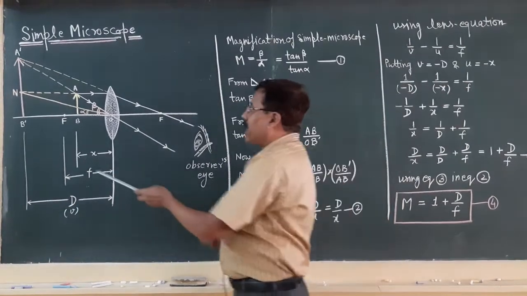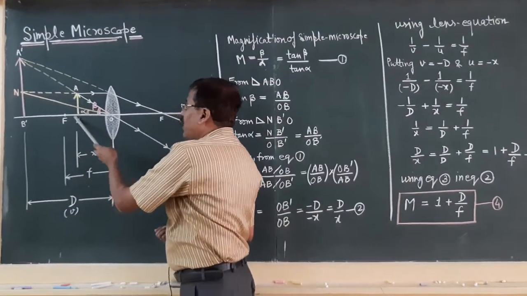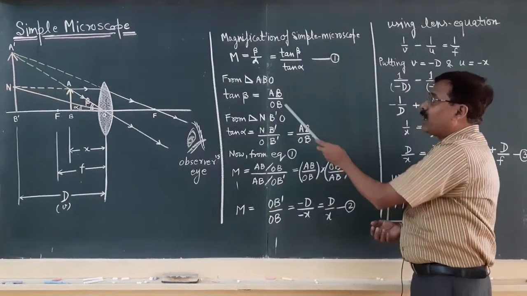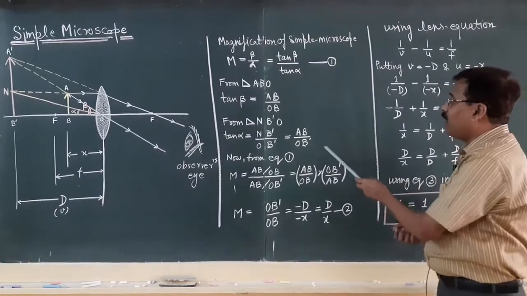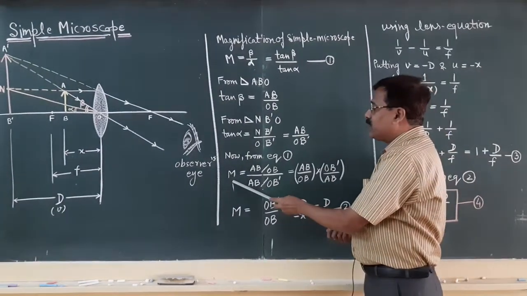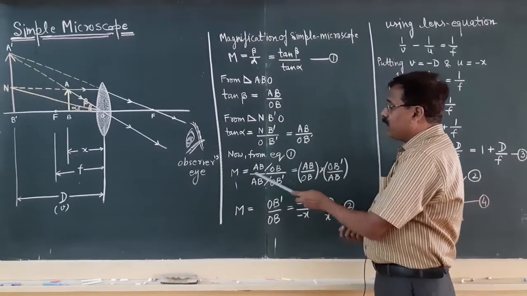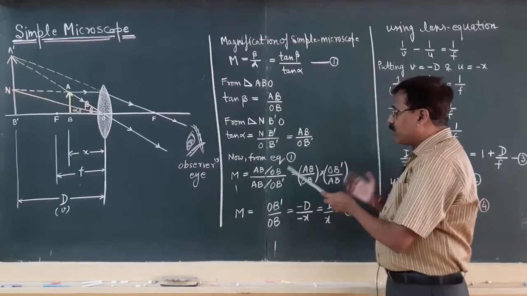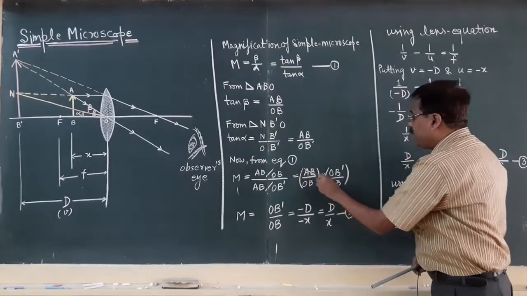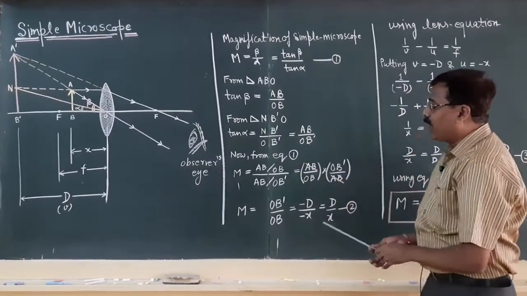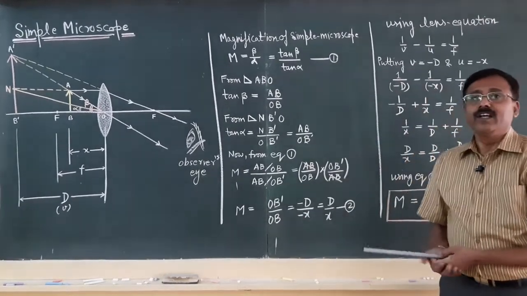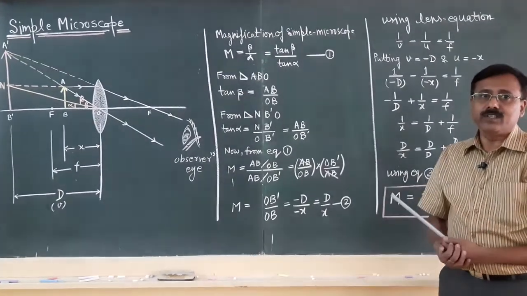If you come to the diagram, NB dash is equal to the height of the object. So, NB dash can be replaced by AB. So, the values of tan beta and tan alpha we will put in equation number 1. So, now magnification is given by AB upon OB divided by AB upon OB dash. When you simplify, you will find AB cancels. So, now we have magnification equal to OB dash upon OB.